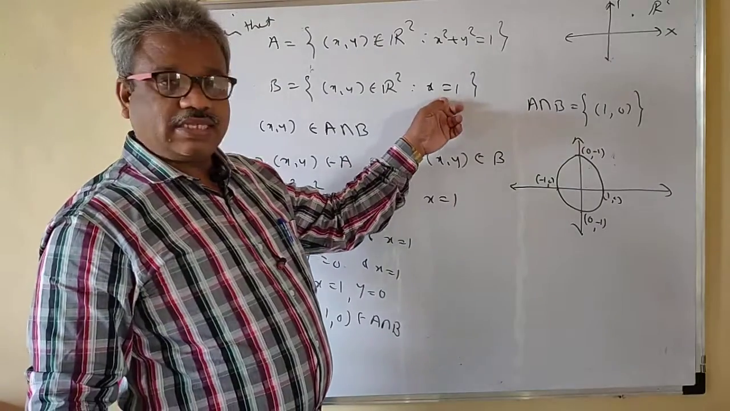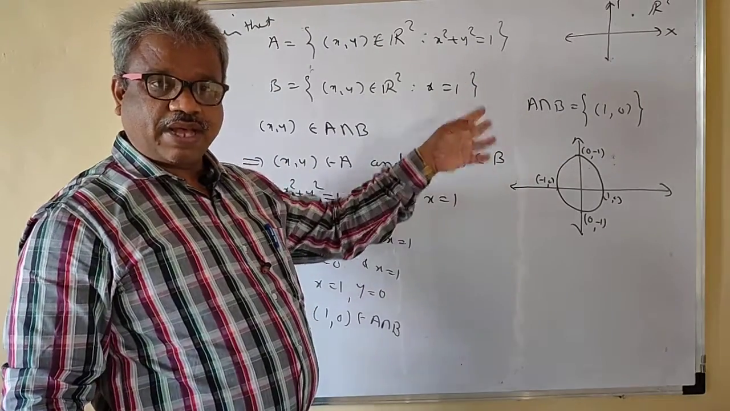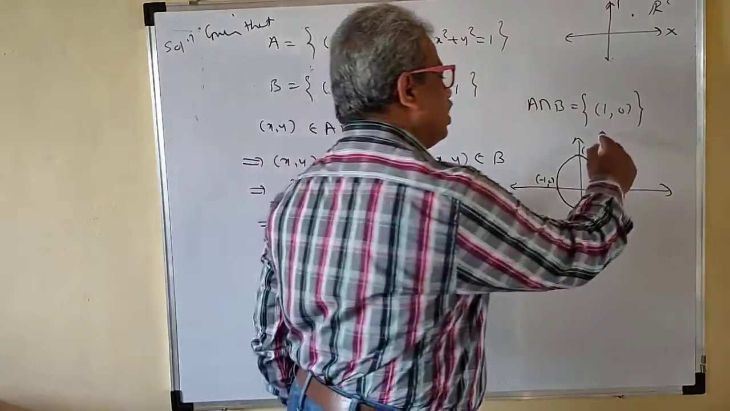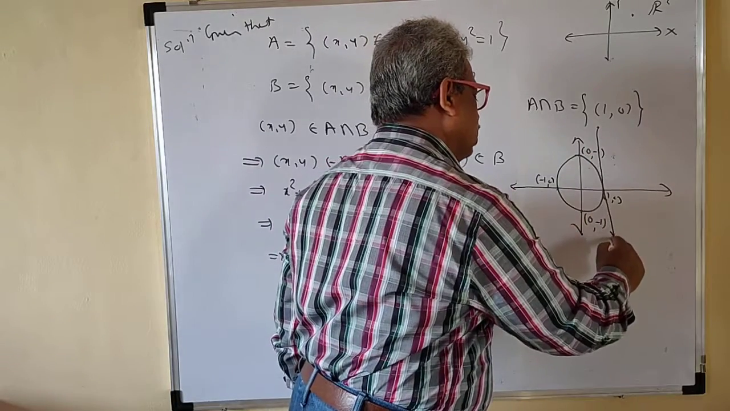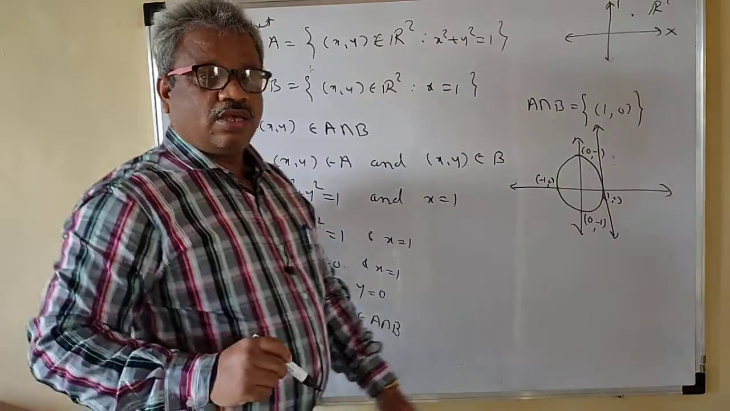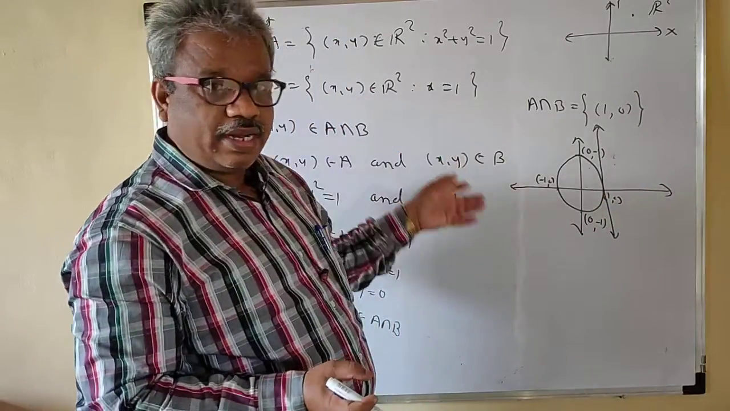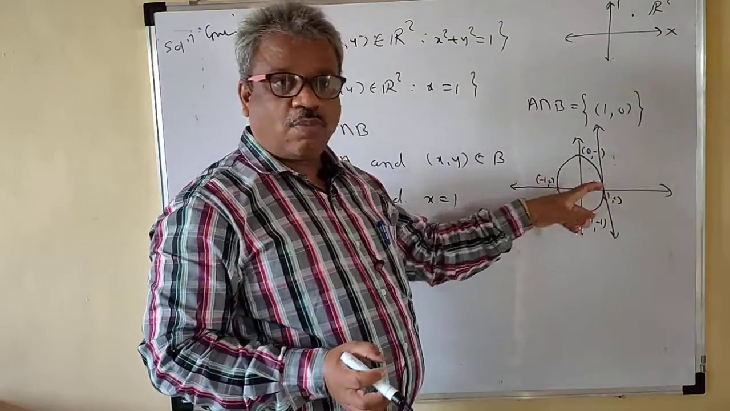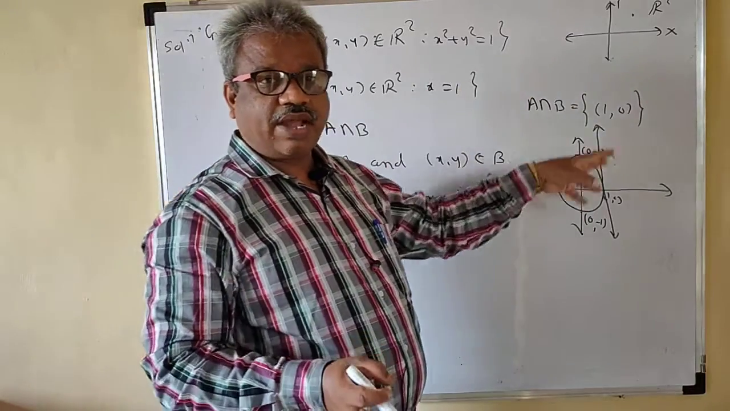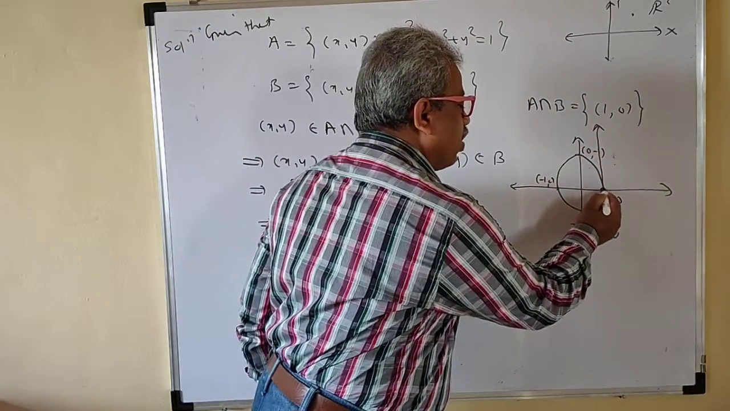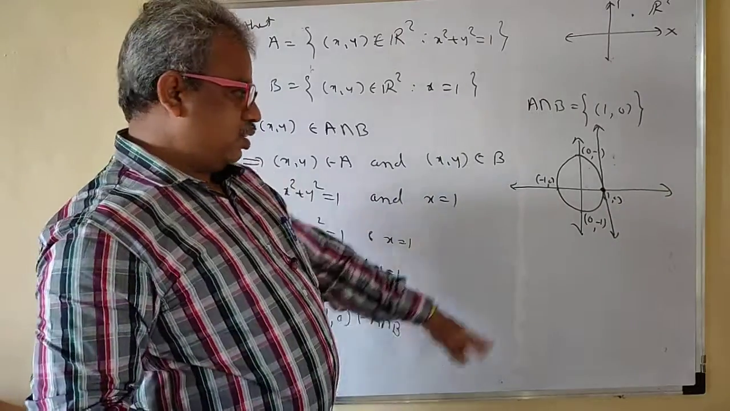You know that the line x is equal to 1 is parallel to the y axis and passing through x is equal to 1. So this is a line. Now see where they intersect. We want to find a common point, right? That means we have to find a common point which lies on the circle and which lies on the line. So this is the common point.